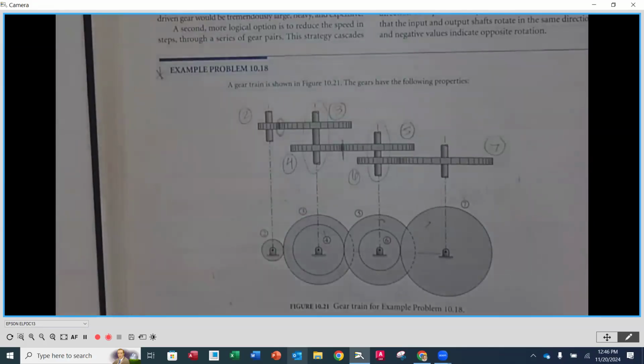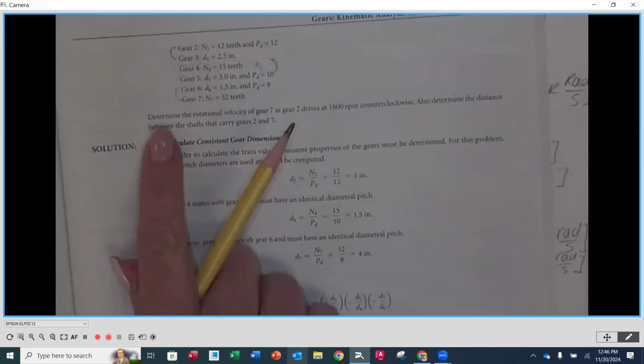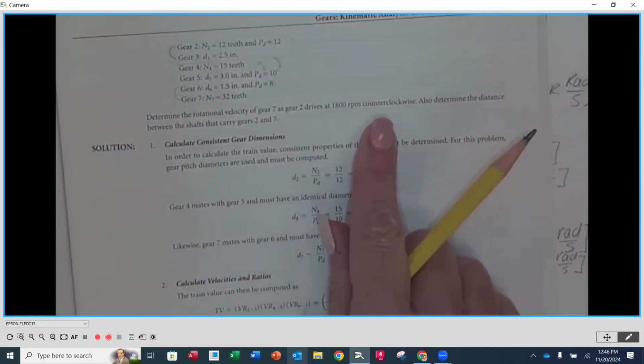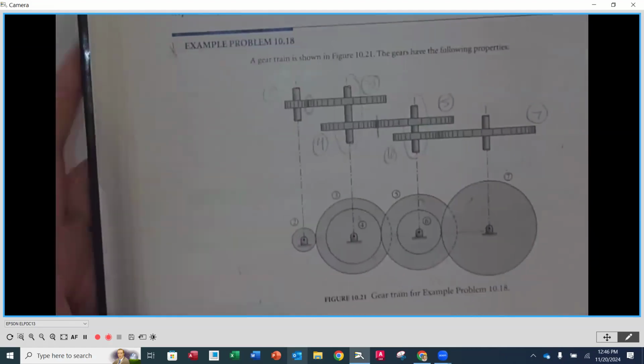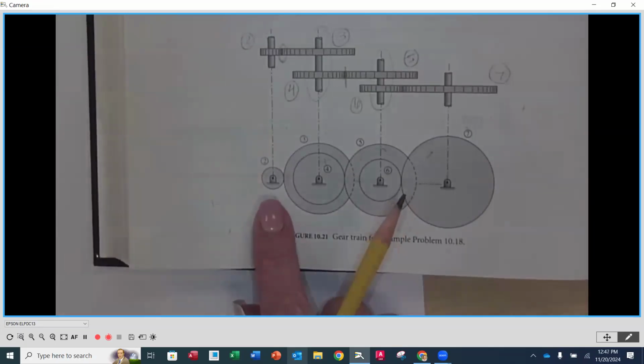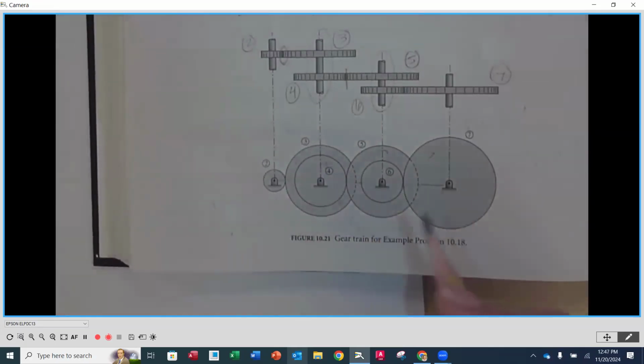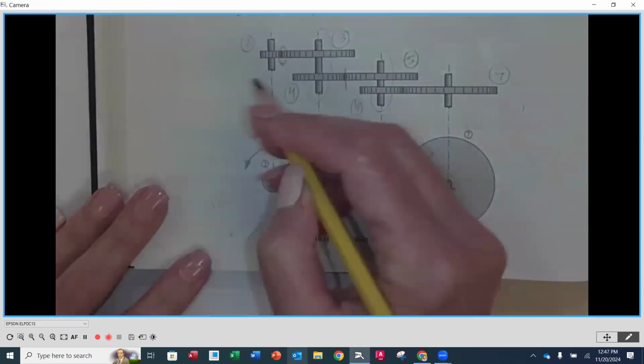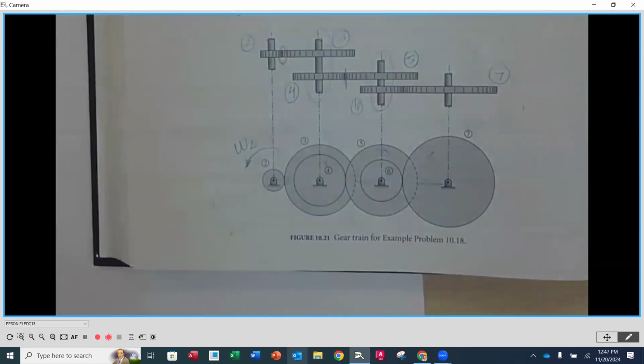Okay. In this problem statement, and the problem statement is here, it wants us to determine the rotational velocity of gear 7 as gear number 2 drives at 1800 RPM going counterclockwise. So let's go back down here. So we know that gear 2 is going counterclockwise. So that means it's going this direction, right? Counterclockwise. That's going to be W2. And we know that to be 1800 RPMs. So that's the angular velocity of gear number 2 going counterclockwise.